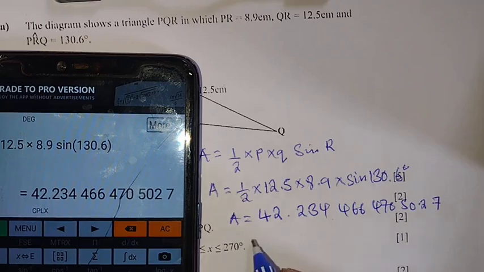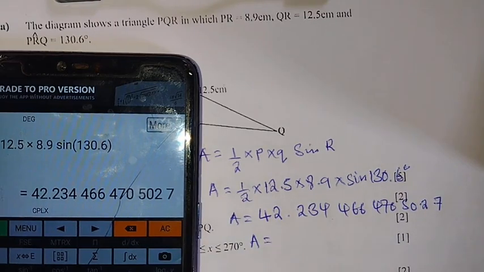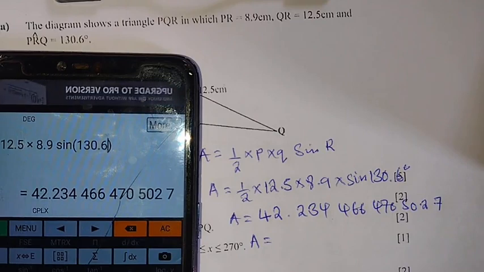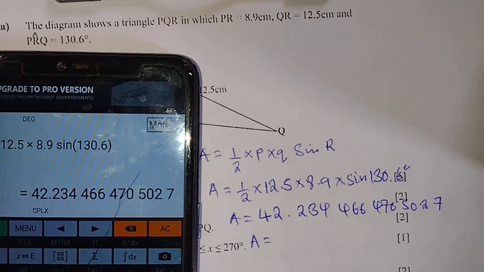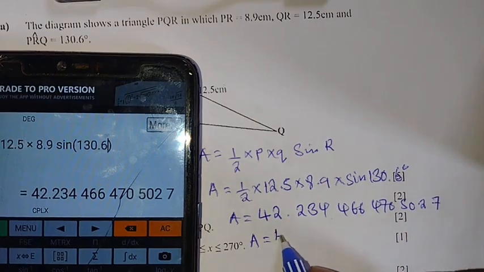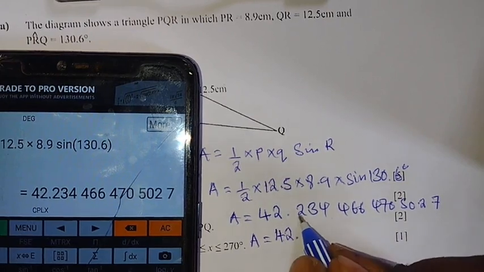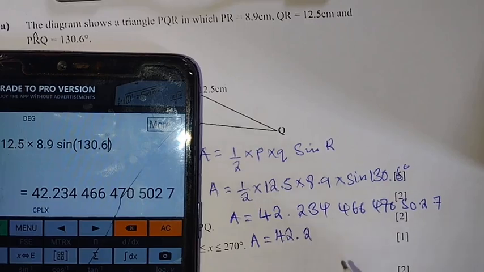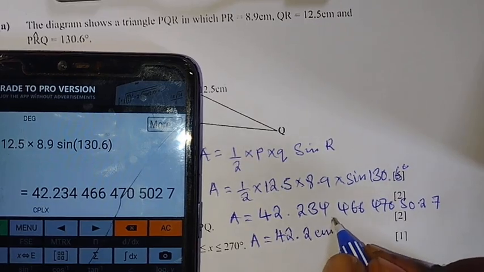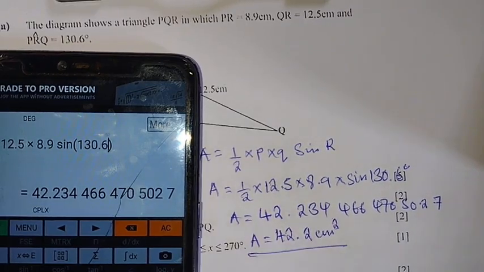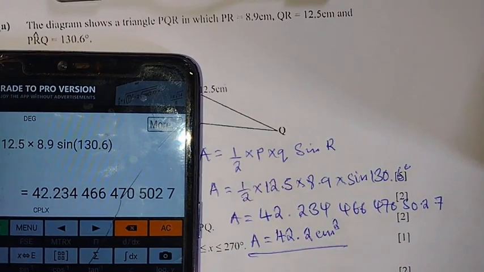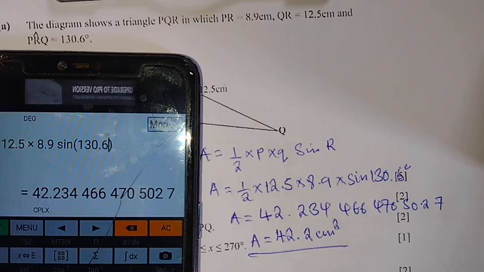So remember, area equal to, if the degree of accuracy is not specified, leave your answer correct to 3 significant figures. For answers that have to do with degrees or angles, you leave them to 1 decimal place. So this one will say 42.2 square centimeter, because this is area. So this is the answer for our question A, Roman numeral 2.